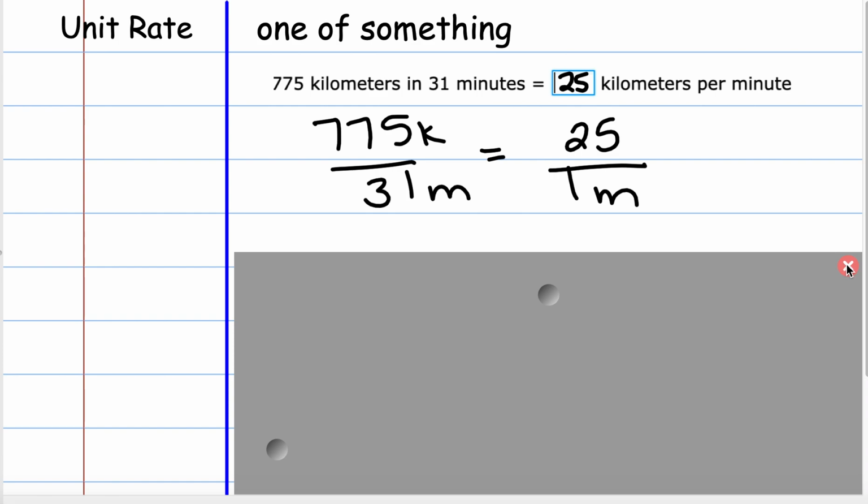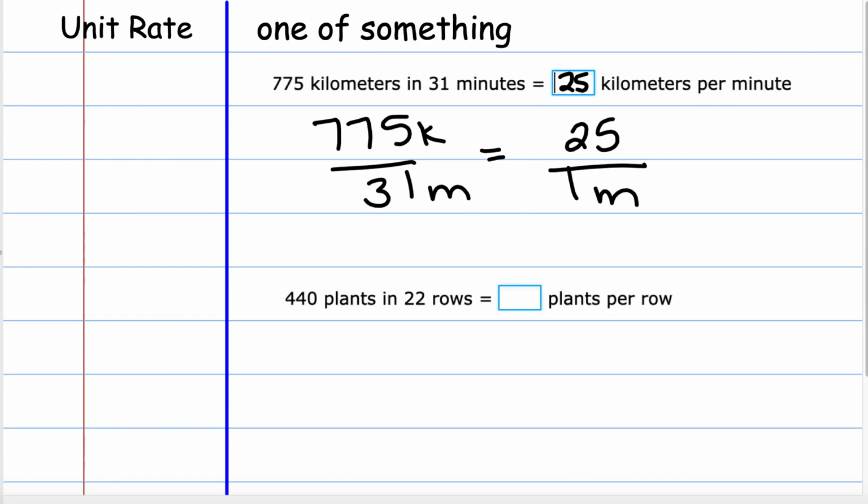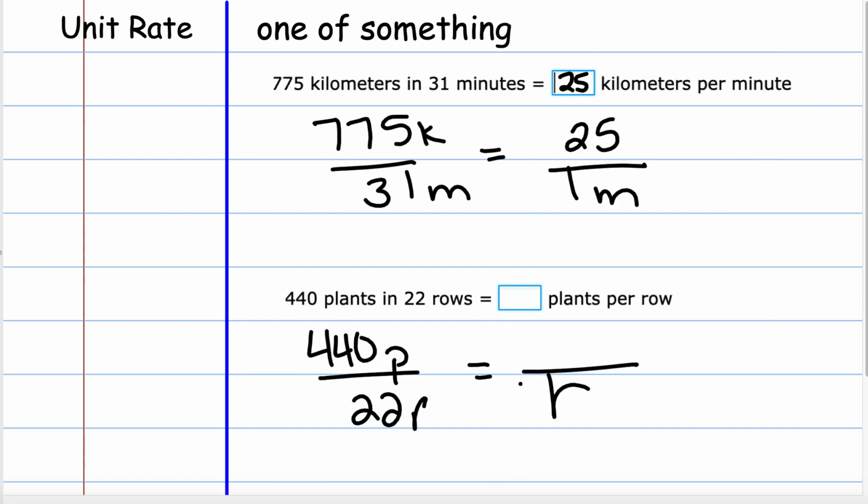Go ahead and try the next one. Stop the video now. All right, 440 plants in 22 rows equals basically plants per row. So I want 1 here, so divide by 22, and I get 20 plants per row.